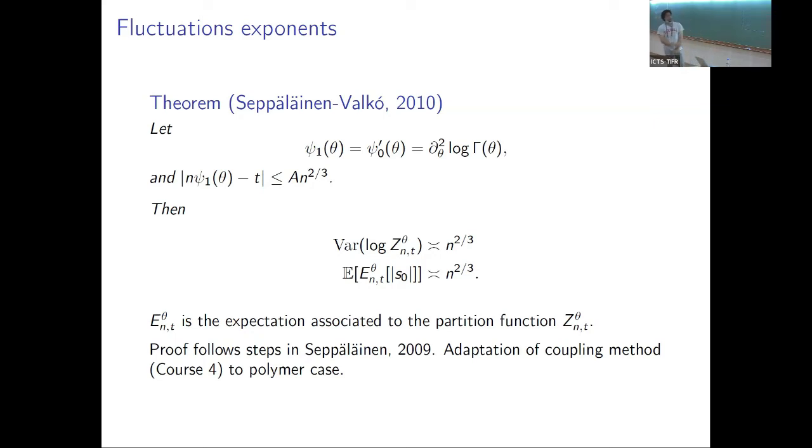And similarly, there's a certain quantity on the second line that corresponds to the transversal fluctuation exponent. I'll explain this in a moment. And it also has the correct exponent, n to the 2/3. And the proof more or less follows the steps that Seppäläinen took in his 2009 paper on the log gamma polymer, which was a discrete polymer that was actually built from the inspiration that Seppäläinen got from looking at the semi-discrete polymer that we're talking about.